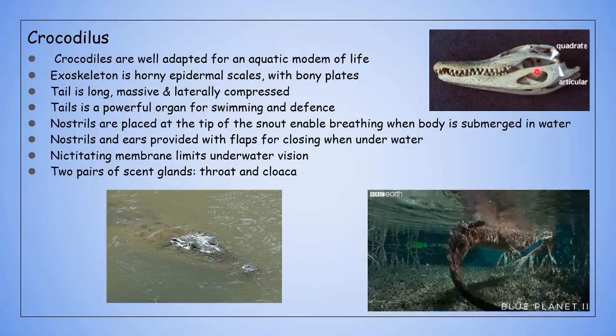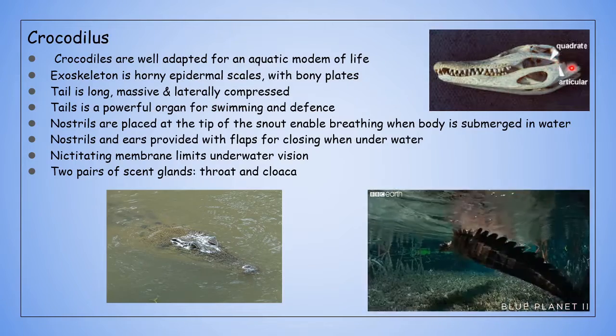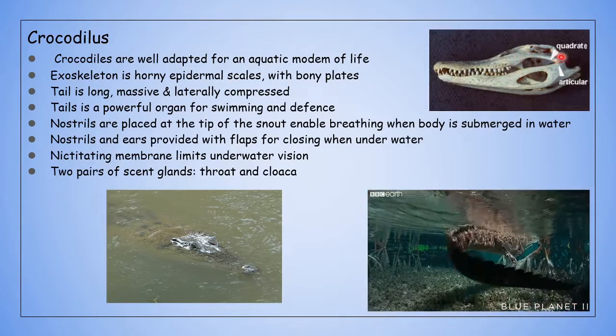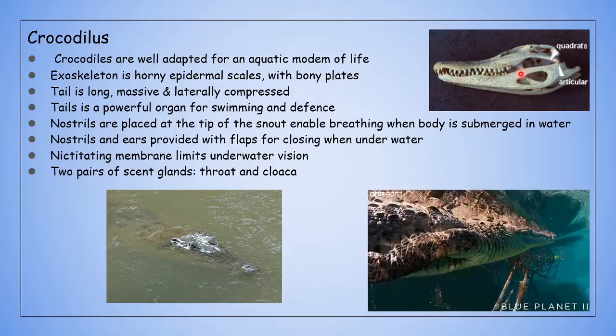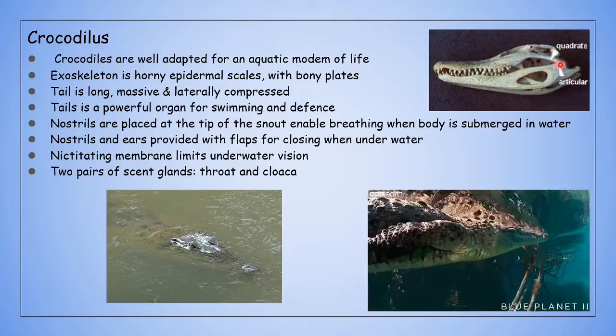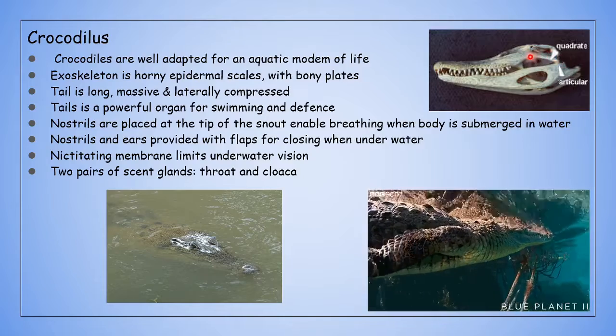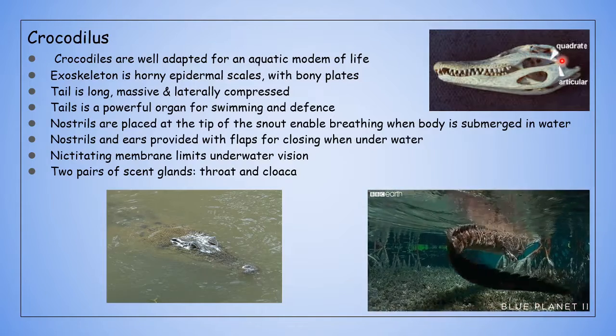And here you can see the quadrate is long. You can see both the bones, articular as well as quadrate. The quadrate bone is very long here, and it is not mobile as in the case of snakes. It is immobile. The quadrate is long and immobile in the case of crocodiles.